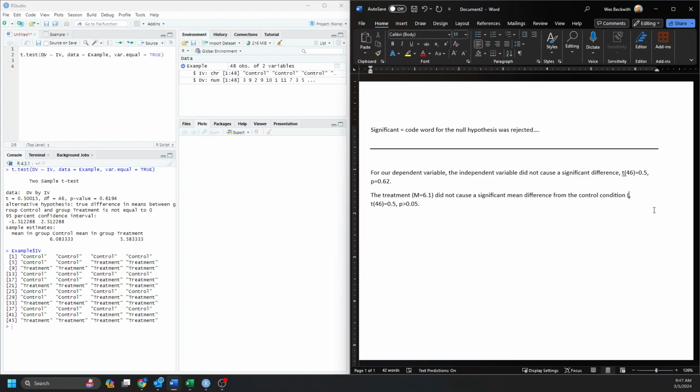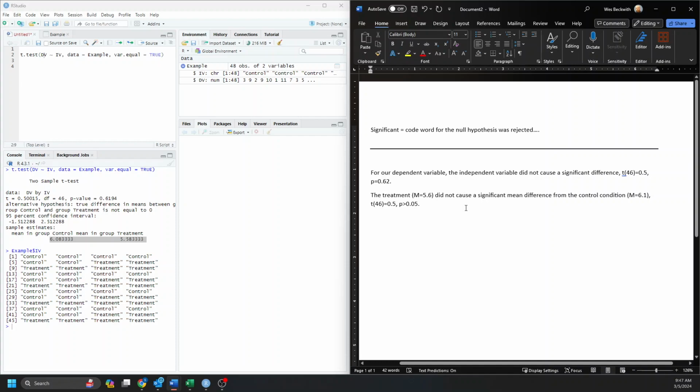The control mean equals 6.1. I got my mean values different. Control 6.1 and the treatment, and I'm looking at these numbers right here, is 5.58, so you want to round to the same number of decimal places, so let's go 5.6. So that's also acceptable.